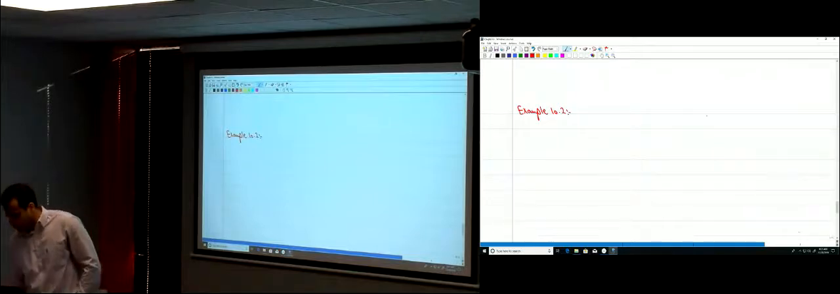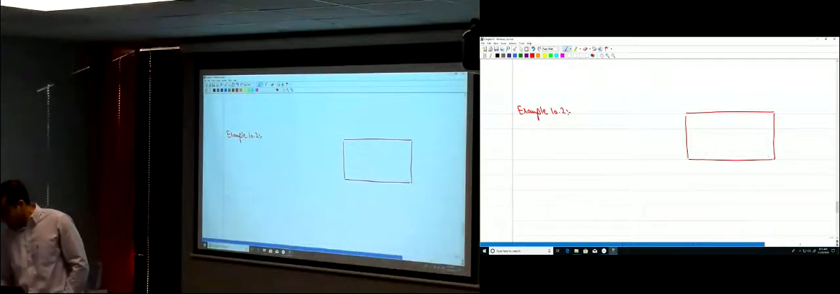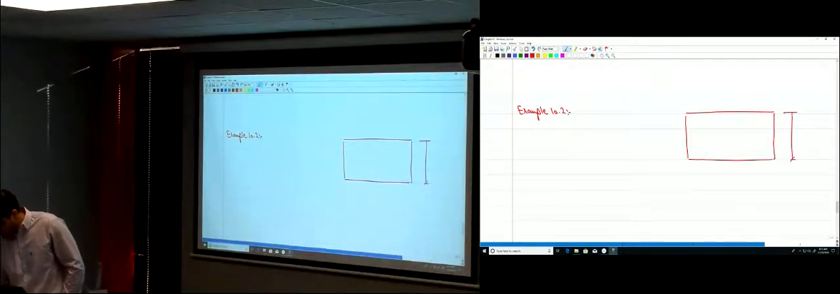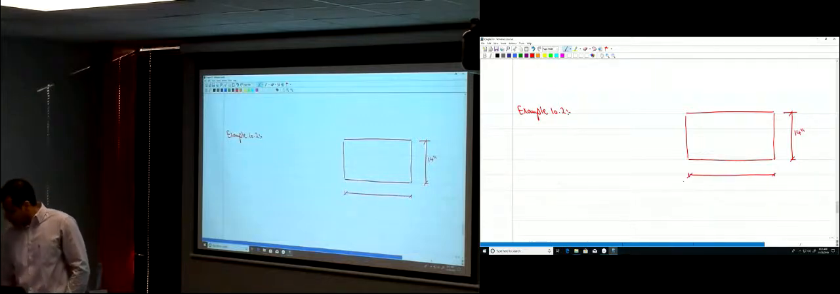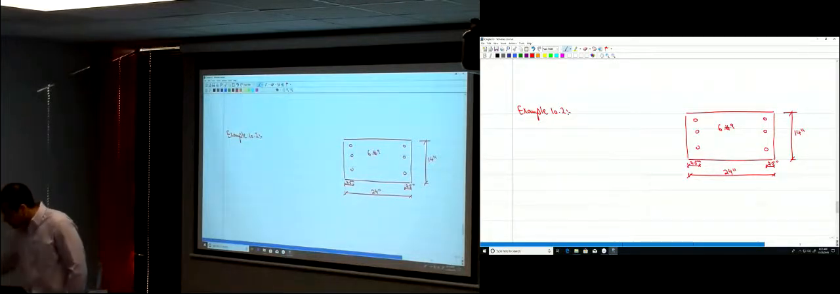So in example 10.2, we have a column that looks like this. The dimensions are given. The width of the column is 14 inches. This is 24 inches. And over here we have 3 bars and 3 bars on that side. The cover from this side is 2.5 inches. The cover from this side is 2.5 inches. And those bars are 6 number 9 bars.